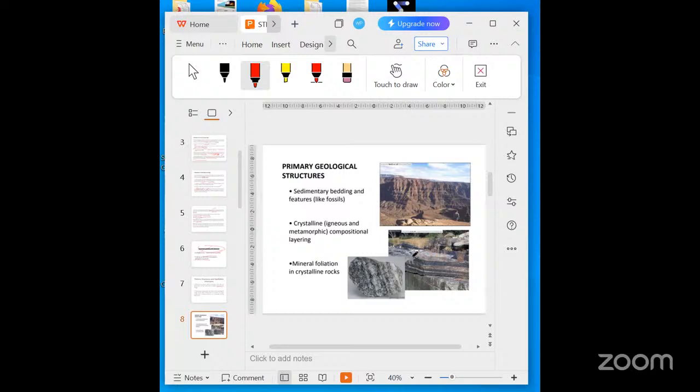Now let us read this primary geological structure: sedimentary bedding and features like fossils and crystalline compositional layering, and also mineral foliation in crystalline rocks. These are some of the pictures.